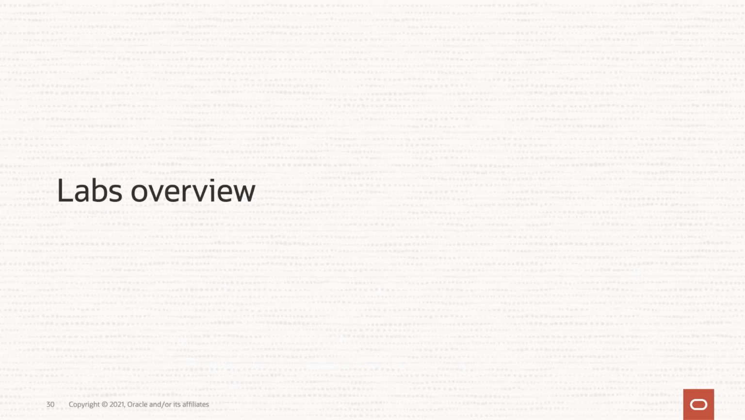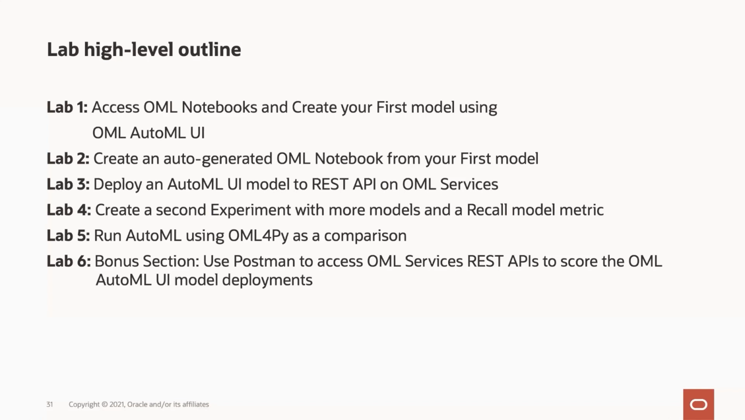All right. So what are the labs for today? Basically, these are the labs. The first lab is just getting access to the notebooks and then creating your first model using the OML AutoML UI. Then we're going to create an auto-generated OML notebook from that model that we created. Then we're going to learn how to deploy that model to a REST API. Then we're going to create a second experiment, this time with more models and with a recall model metric, which is different than the original one that we're going to use, which is balanced accuracy.